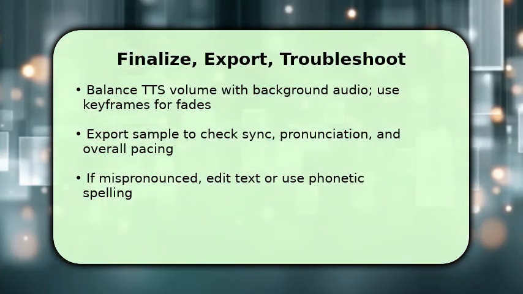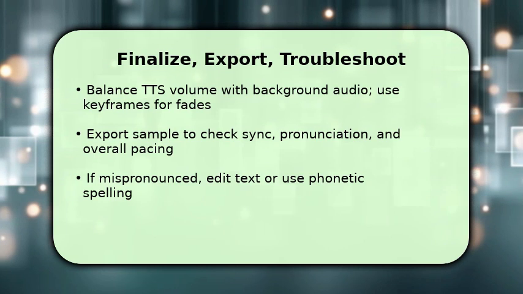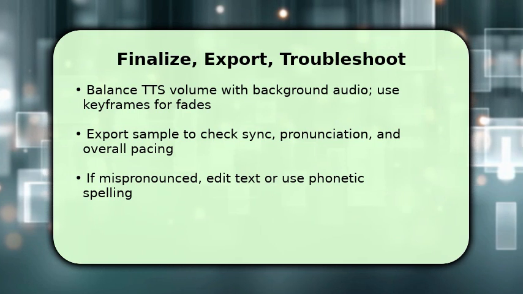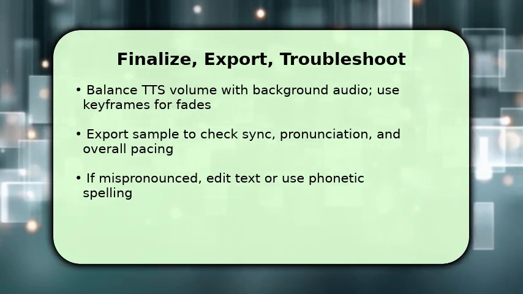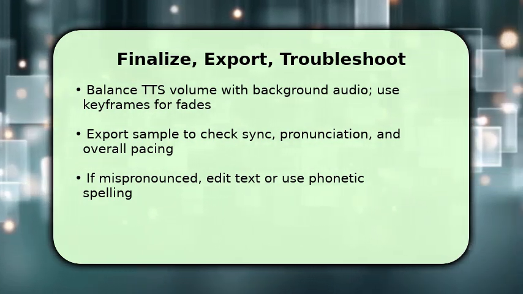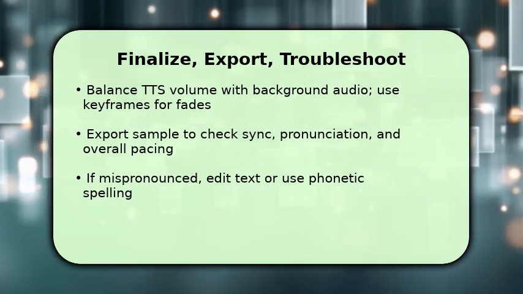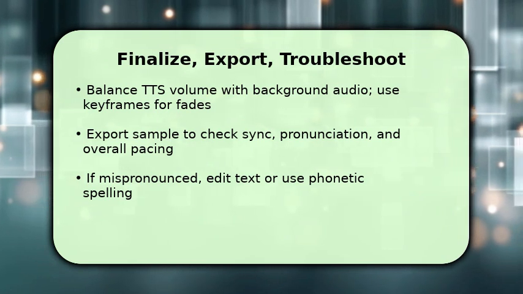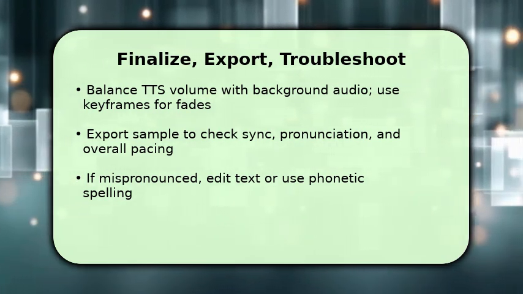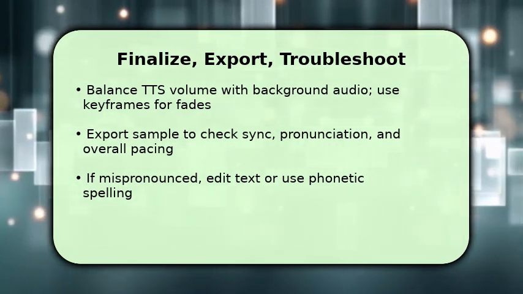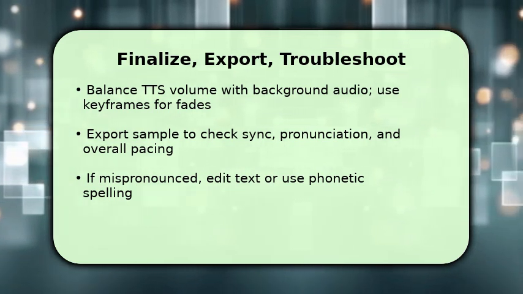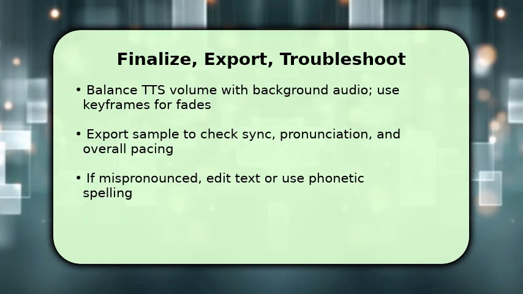To finish, balance your TTS level against music and effects, applying fades where speech begins or ends so nothing jumps out. Export a short sample to confirm sync, pronunciation, and pacing. This catches issues before full export. If a word is mispronounced, edit the text using phonetic spelling or hyphens, then regenerate that clip. If audio clips sound robotic, try a different voice or slightly slower speed. These final checks ensure clear, natural results and save rework time.